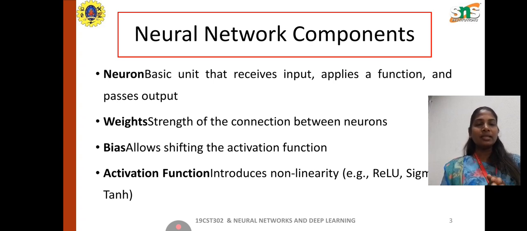Then the next one is weights. It is the strength of the connection between neurons. Whenever I assign data to one neuron, how it is transferred from one neuron to another is calculated with the help of weights. The next one is bias. It allows shifting the activation function, which may be a step function or any sigmoid activation function. The next one introduces non-linearity: algorithms called ReLU, sigmoid function, and tanh functions. These are all the main components of the neural network.